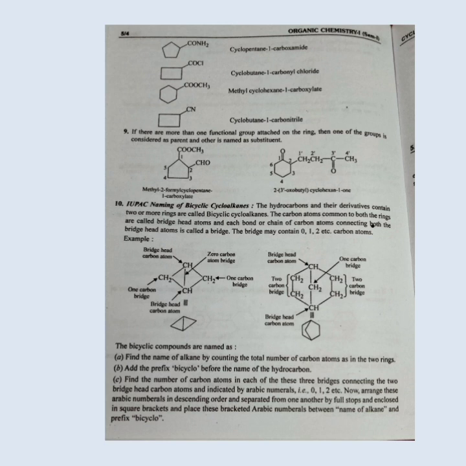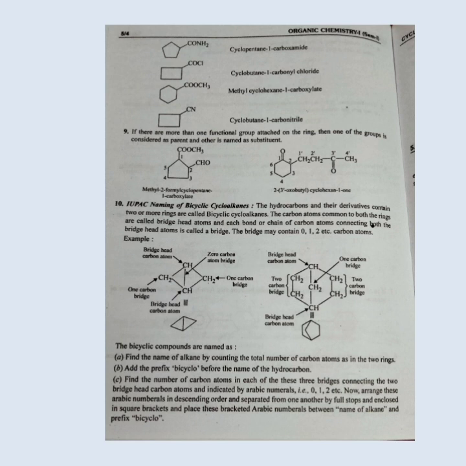IUPAC name of bicyclic cycloalkanes. The hydrocarbons and their derivatives containing two or more rings are called bicyclic cycloalkanes. The carbon atoms common to both the rings are called bridgehead atoms, and each bond or chain of carbon atoms connecting both the bridgehead atoms is called a bridge. The bridge may contain 0, 1, 2, etc. carbon atoms.